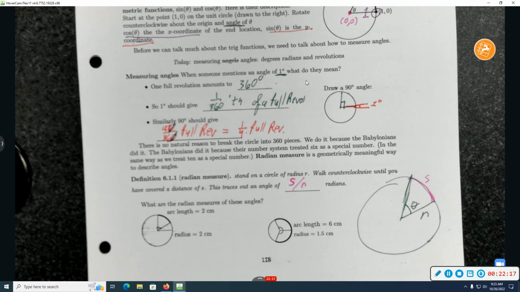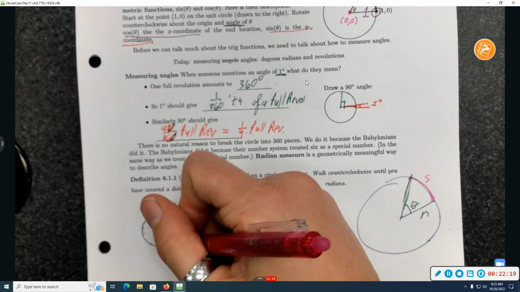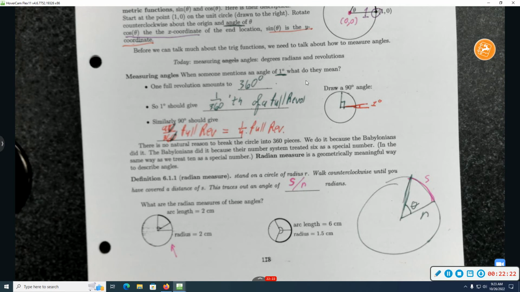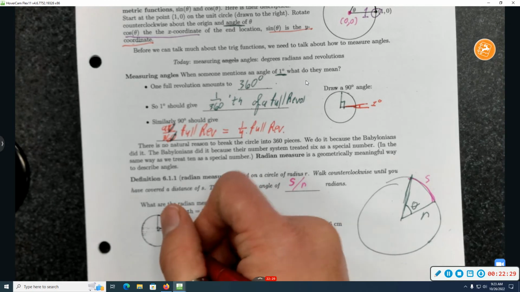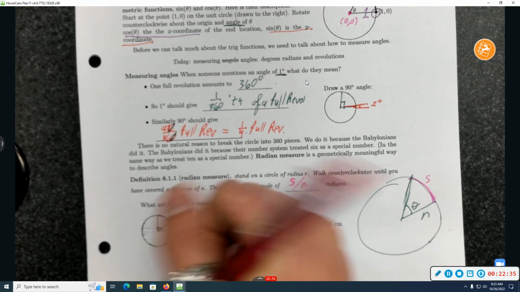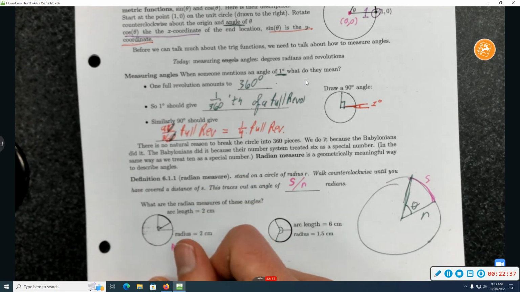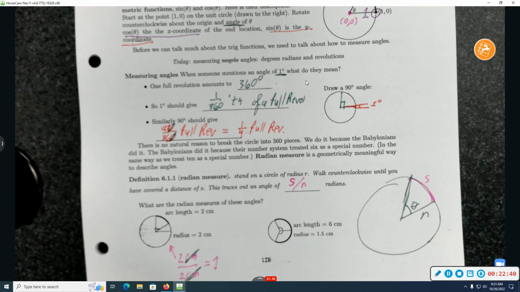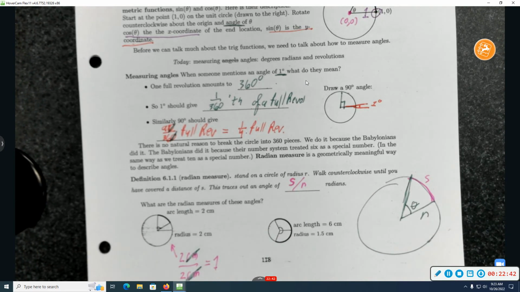So let's measure some angles using this. So this angle, the arc length is 2 centimeters, the radius is 2 centimeters. What is the radian measure of that angle? 1. Right, it would be 2 centimeters divided by 2 centimeters equals 1. So here's one thing to notice. There are units of distance next to the things in the numerator and denominator, and they cancel. The radian measure is a unitless quantity. There's not really a unit next to it. You say it's measured in radians to say that you measure the angle this way.